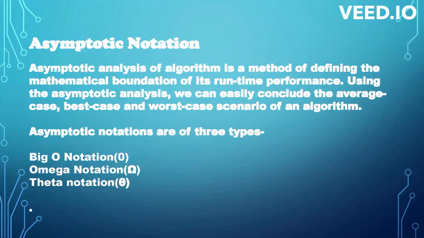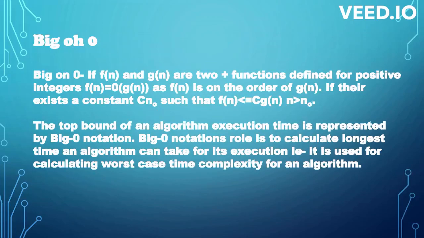So, the notations are of three types: big O notation, omega notation, and theta notation. So big O notation: the upper bound of an algorithm's execution time is represented by big O notation. Big O notation is used to calculate the longest time an algorithm can take to complete its execution. That is, it is used for calculating the worst case time complexity of an algorithm. In one execution it takes the longest time to complete. That's why it is considered the worst case.